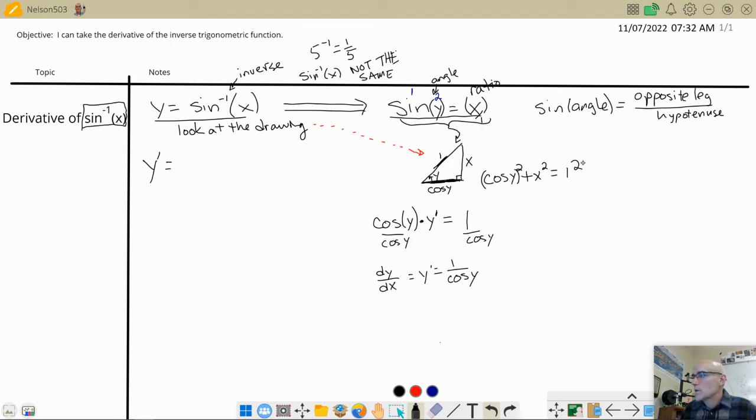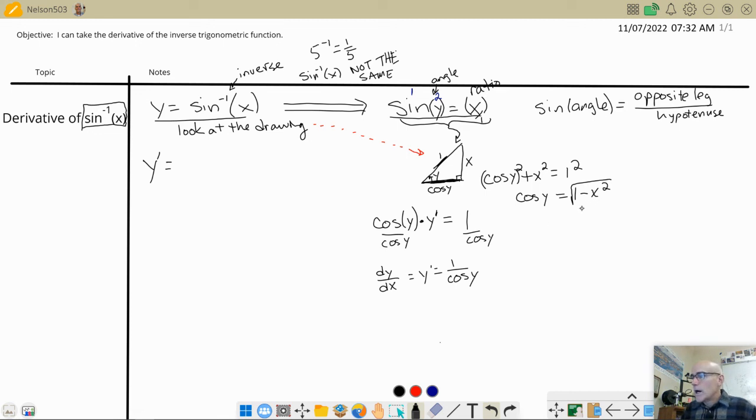Now I'm going to move the x squared to the other side. I'm also going to square the 1, so you're not going to see that 2 as an exponent anymore. So I got 1 minus x squared, because 1 squared is 1. And I don't want the cosine of y squared, I just want the cosine of y right here. So what if I took the square root of both sides? Wouldn't that undo the squared on the cosine, right?